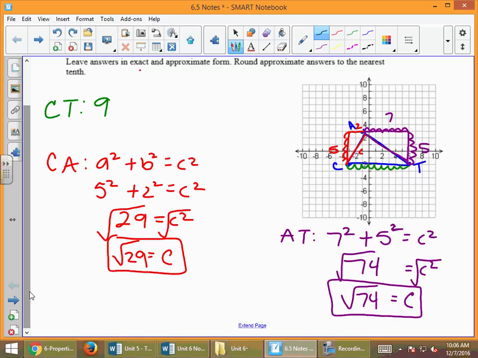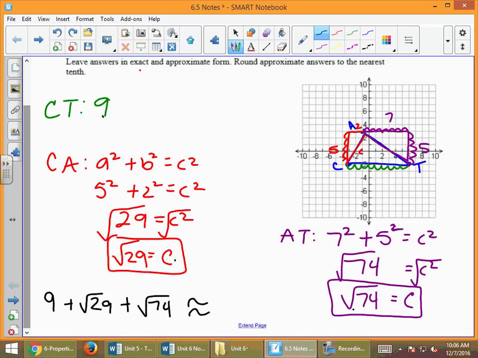Add them up. So you take all three distances you found. We take 9, we take radical 29, and you take radical 74. That's your exact answer. It's weird looking, I know, but that's your exact answer. Your approximate answer is what that is when you plug it into your calculator. So you plug it in: 9 plus radical 29 plus radical 74. And you round to the nearest tenth as the directions say.